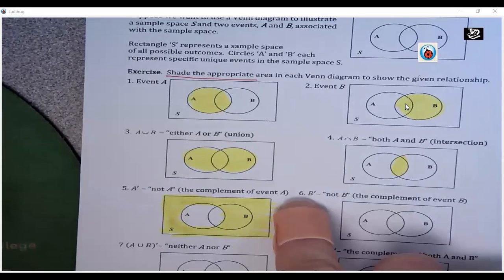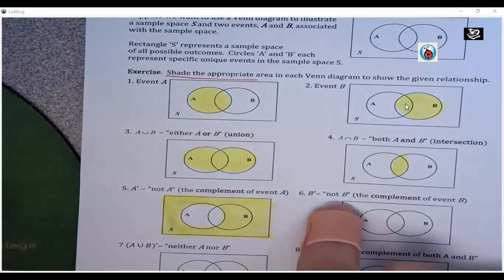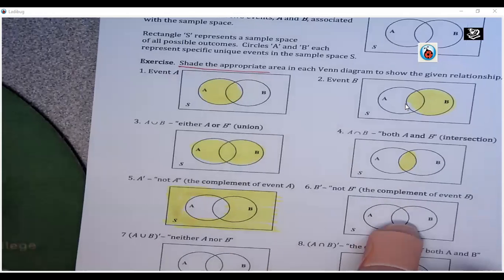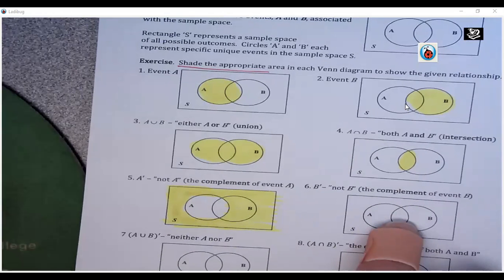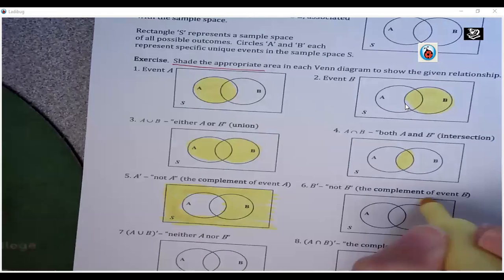B prime means not B. What do you think I highlight on this one? Everything but B. Okay, everything but the circle where B is.